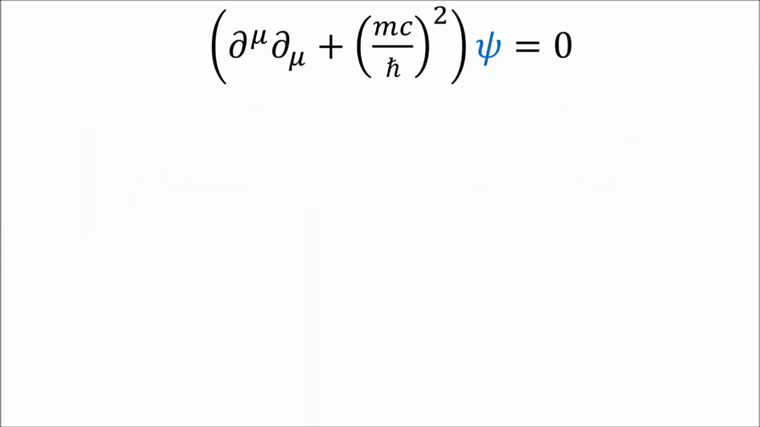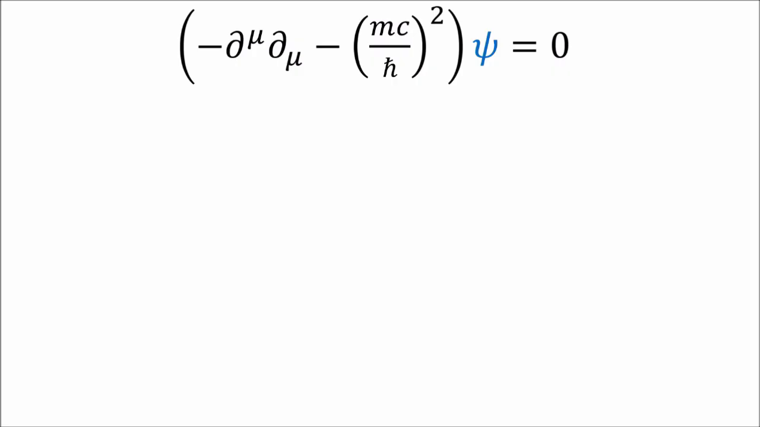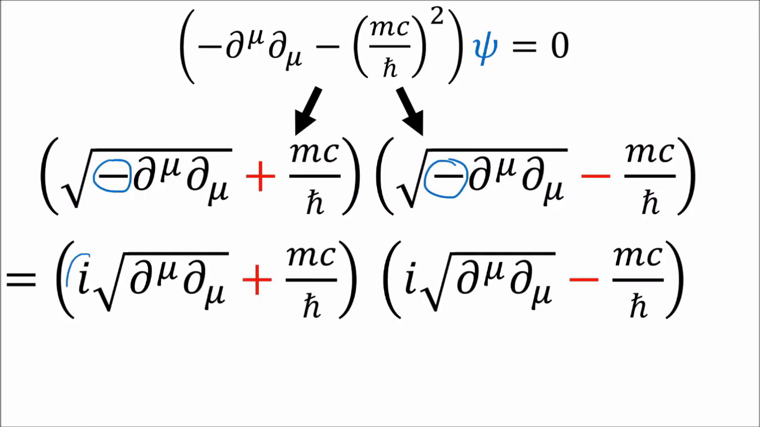Dirac's idea was to factor the Klein-Gordon equation into two pieces, each with one time derivative. If we start with this negative version of the Klein-Gordon equation, we can begin factoring it as a difference of squares. The square root of -1 can be handled by using the complex i, but it's not clear what the square root of this second derivative operator is.